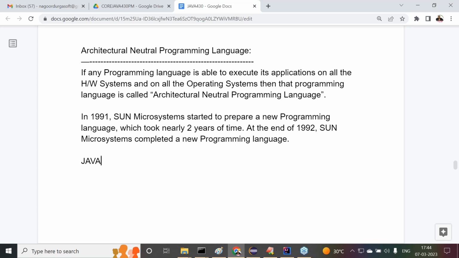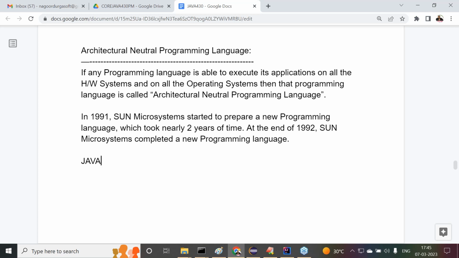Suddenly, all Sun engineers got this kind of thought. They proposed this thought to Sun Microsystems. All right, Sun Microsystems accepted it. Finally, the name given to the new programming language is Java.